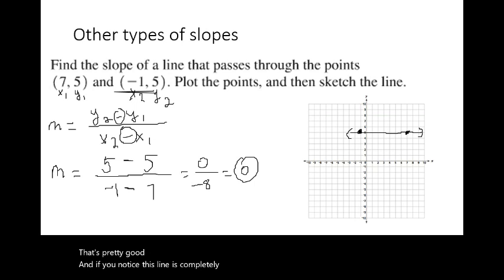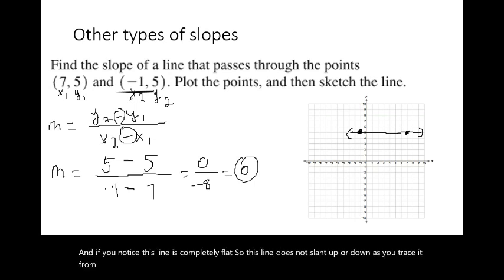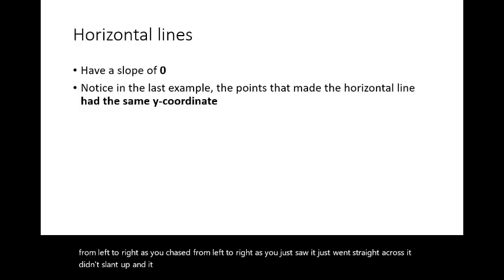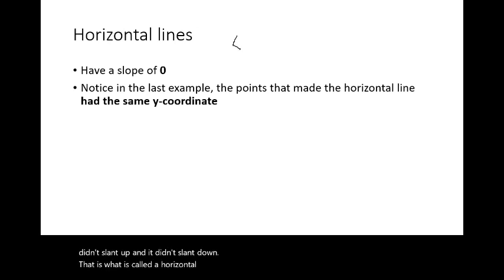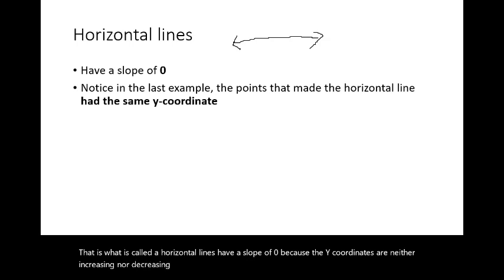So this line does not slant up or down as you trace it from left to right. As you traced it from left to right, as you just saw, it just went straight across. It didn't slant up and it didn't slant down. That is what is called a horizontal line. Horizontal lines have a slope of 0 because the y-coordinates are neither increasing nor decreasing as we go across.